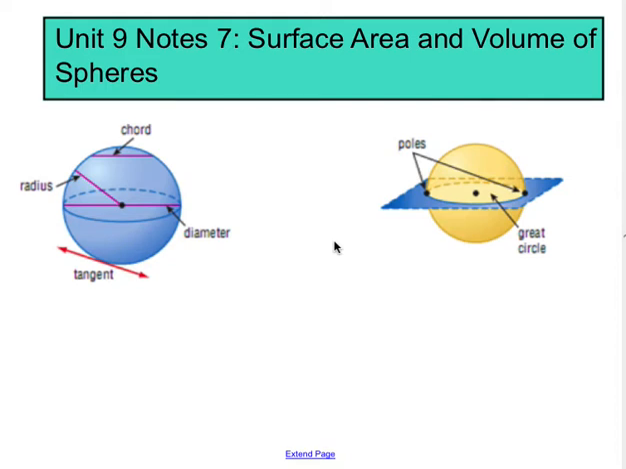Today we're going to be talking about the surface area and the volume of an actual sphere. So let's talk about the different parts of a sphere. Now I'm going to talk about it orally. You may want to jot some stuff down on your own.